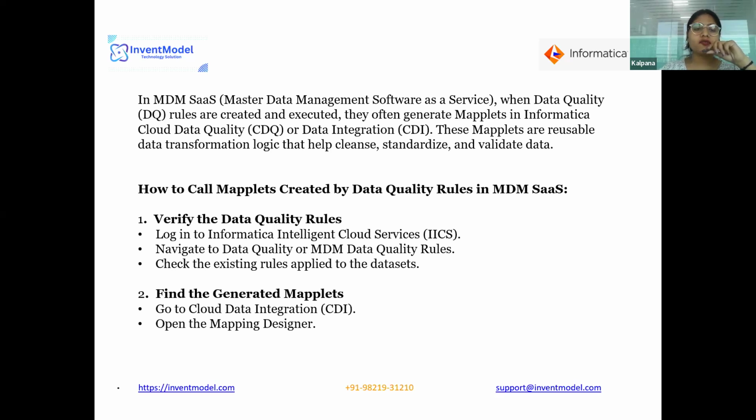There we have 4 to 5 steps for creating the maplets in the data quality rules. First step is to verify the data quality rules. For that we have to follow some points: first log in to the Informatica Intelligent Cloud Services, then navigate to the data quality or MDM data quality rules we have. And then after that we have to check the existing rules applied to the data sets. So these are the first step to verify the data quality rules.